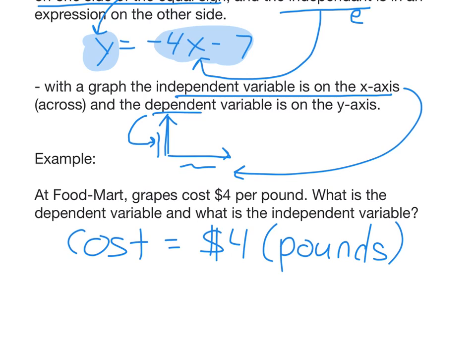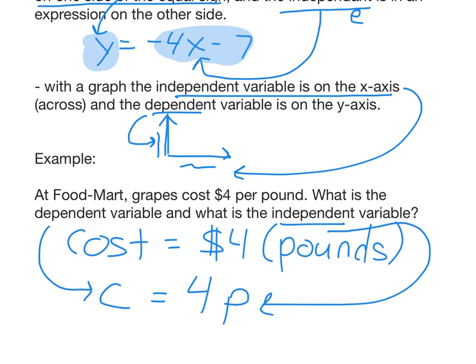So if you're writing an equation, you want to use variables, so we'll let cost equal C and pounds equal P. So the cost equals 4P. Remember, dependent is alone, and independent is in an expression. Okay? The cost depends on the weight. The weight doesn't depend on the cost. If you raise the cost, it doesn't change the weight. Okay?